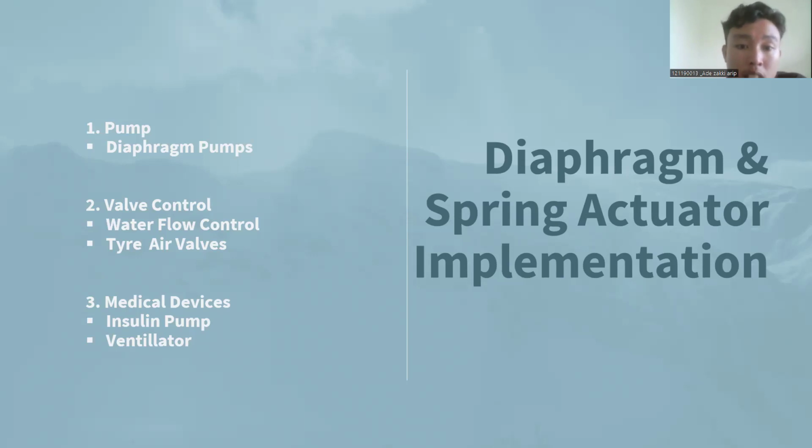Next is the ventilator. Diaphragm and spring actuators are also used in a ventilator to help patients breathe. The diaphragm moves back and forth, creating air pressure that helps the patient inhale and exhale. The spring helps return the diaphragm to its position to regulate flow.